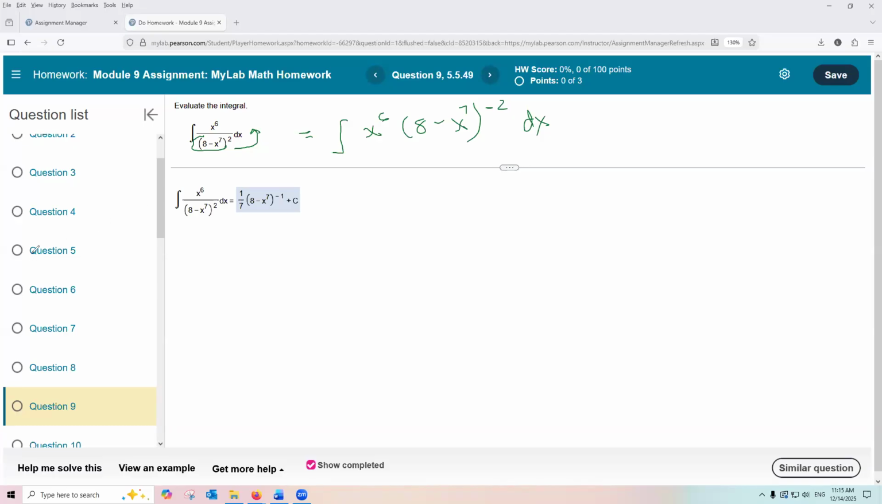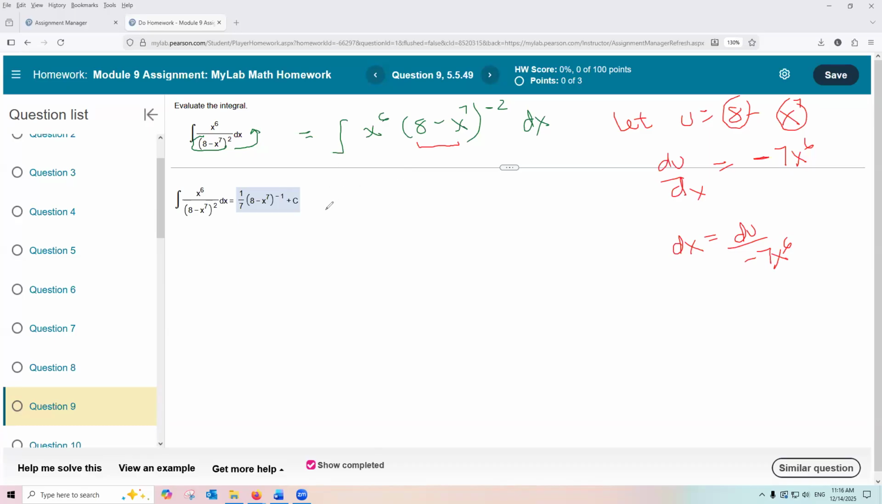Now this is looking like a u substitution problem. I'm going to let u be the expression inside the parentheses. So I'm going to let u equal 8 minus x to the 7. Take du/dx. The derivative of 8 is 0. The derivative of x to the 7 is 7x to the 6, with a negative sign, so -7x to the 6. I'm going to solve this equation for dx. dx is then du over -7x to the 6.